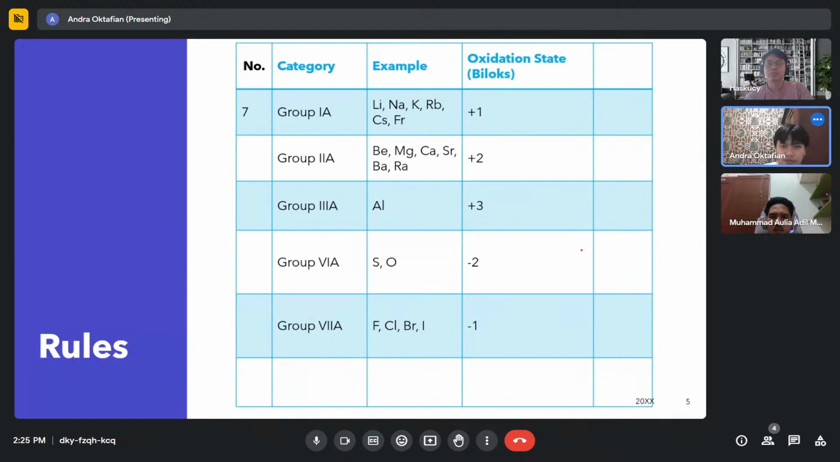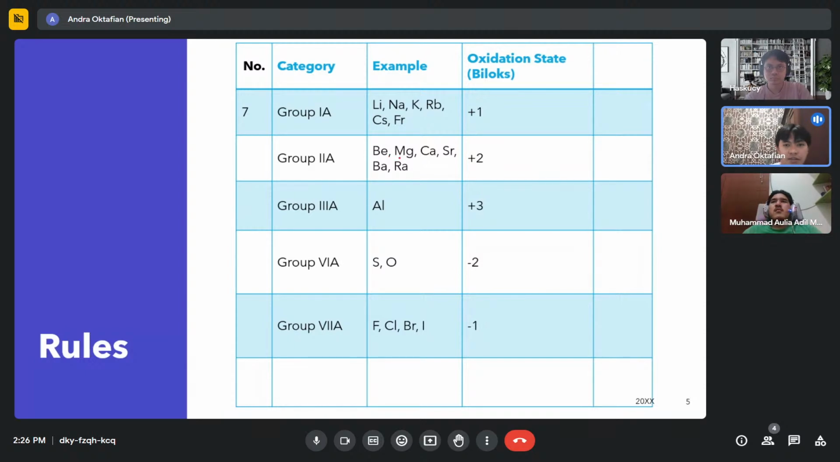Yeah, and then you've got several groups of group A. When it comes to the first A, there are elements like lithium, sodium, potassium, Rb, Cs, Fr. The oxidation state or redox should be +1.